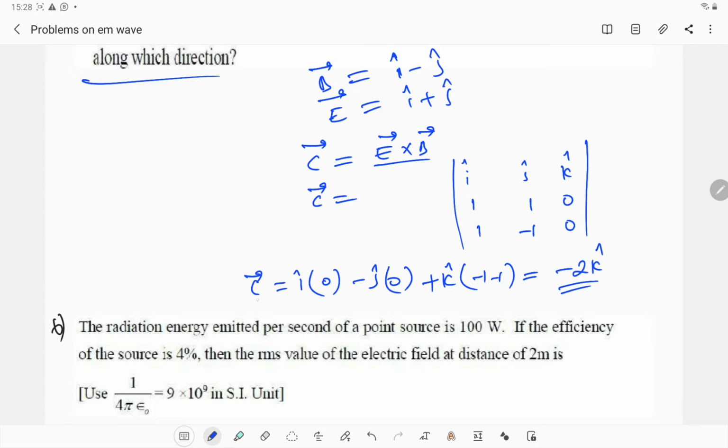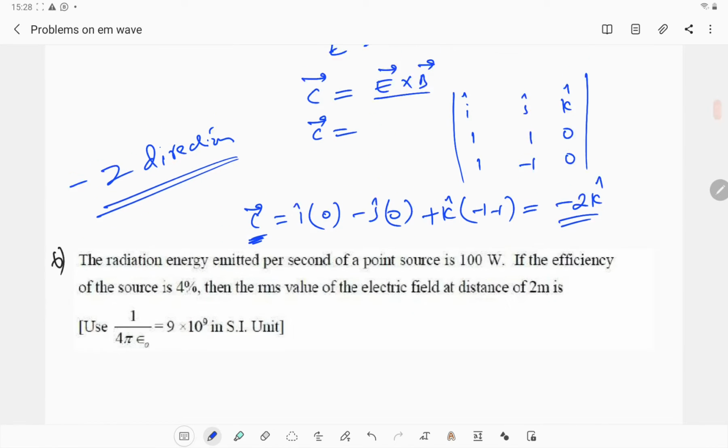Therefore, here the wave is traveling along minus k cap. Minus k cap is nothing but minus z direction. Therefore, here the wave is traveling along the negative z direction.